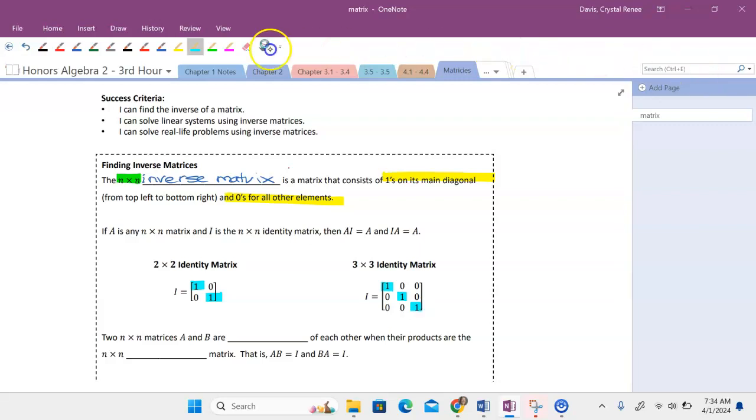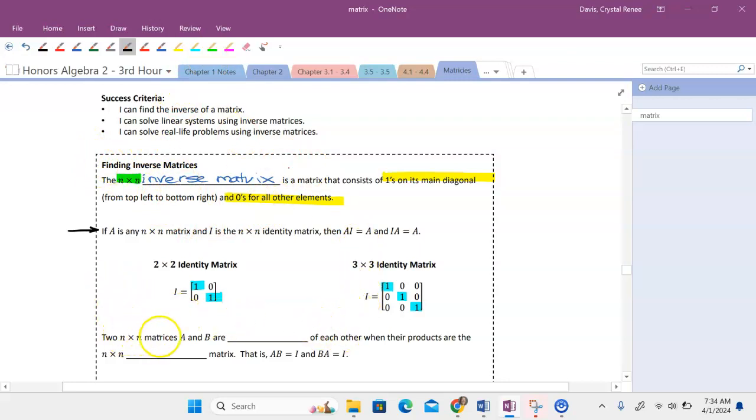Okay, now the cool thing about an inverse matrix, or what it helps us with, is right here. Okay, because we can multiply the identity matrix by any other matrix and it won't change the matrix. Okay, so it's like multiplying something by 1, if you will.